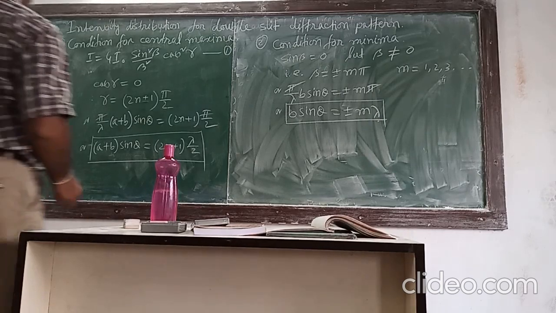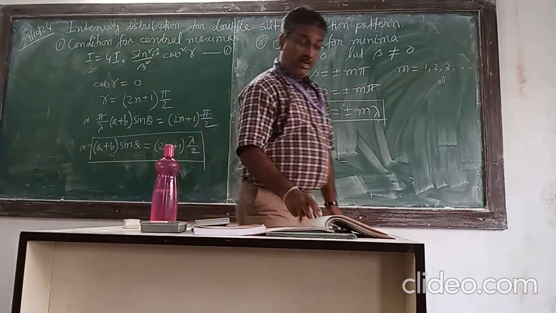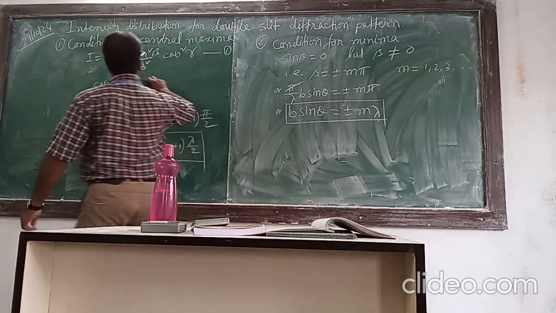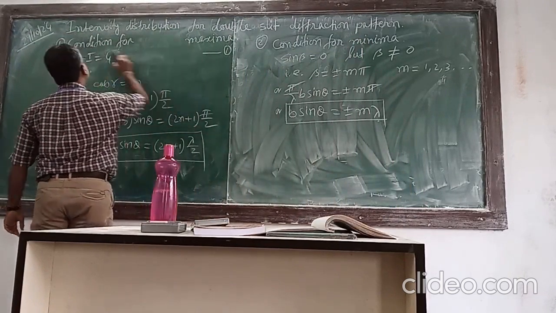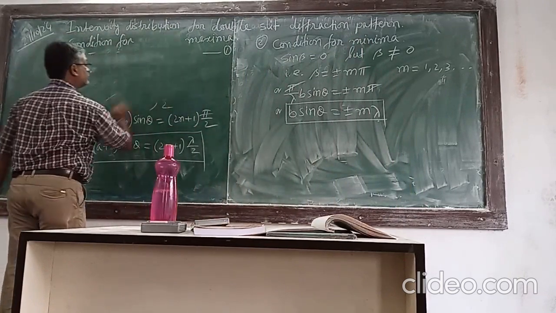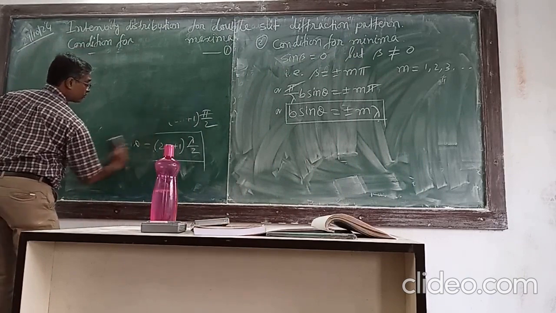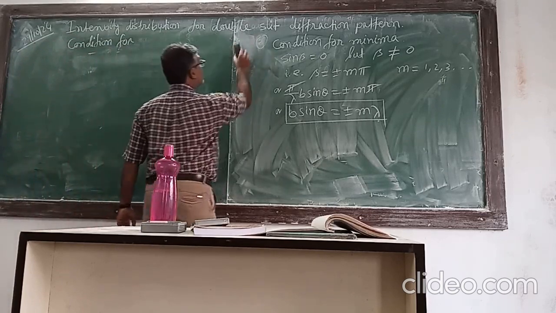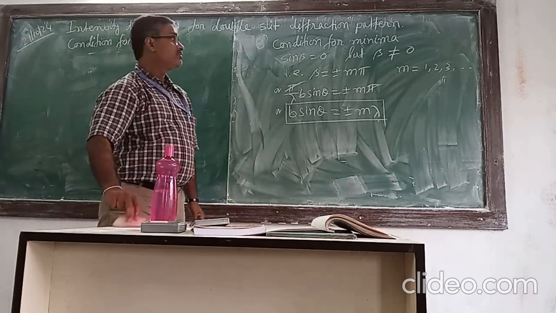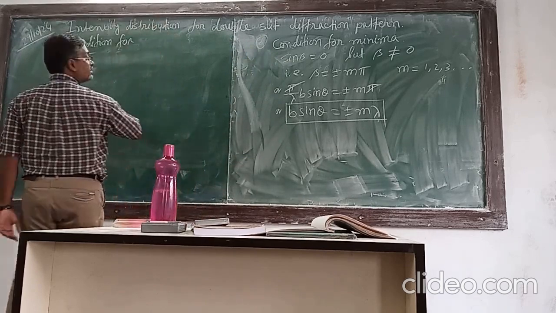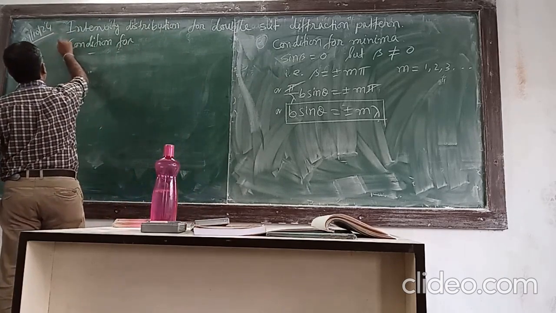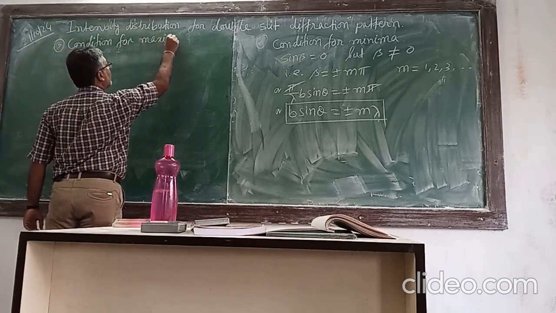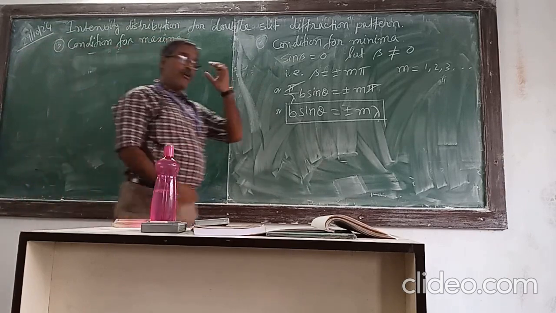Now we have to go for the condition for maxima. That is the secondary maxima. Now the condition number 3, condition for maxima, that is the secondary maxima.